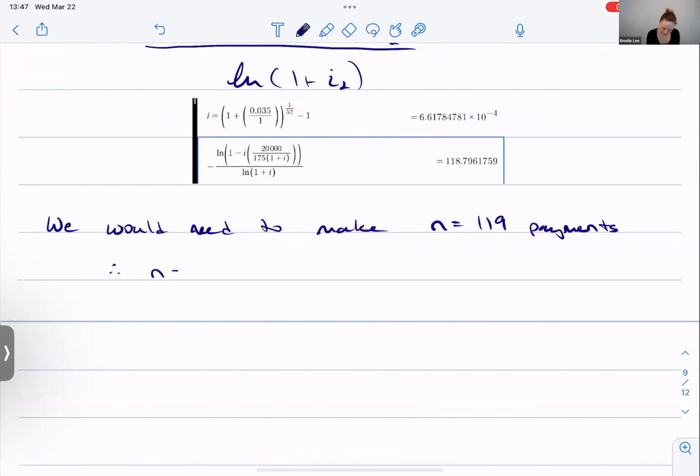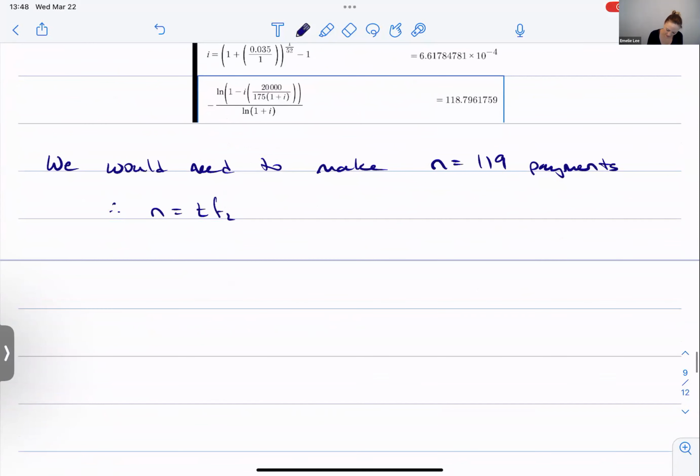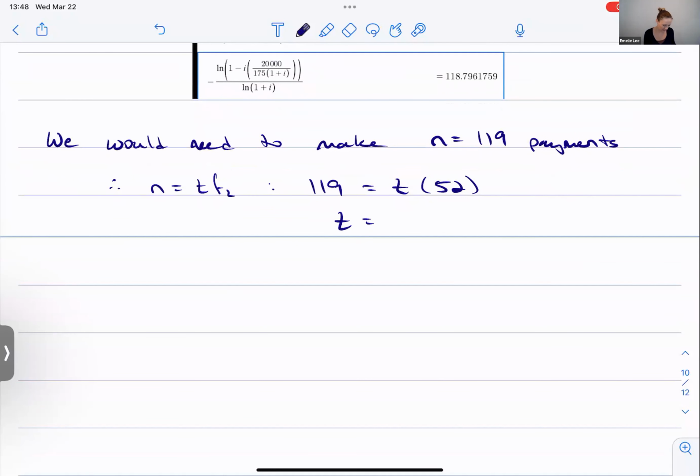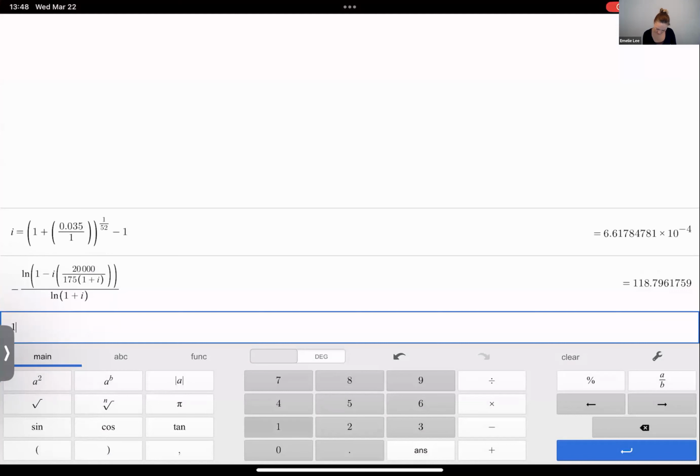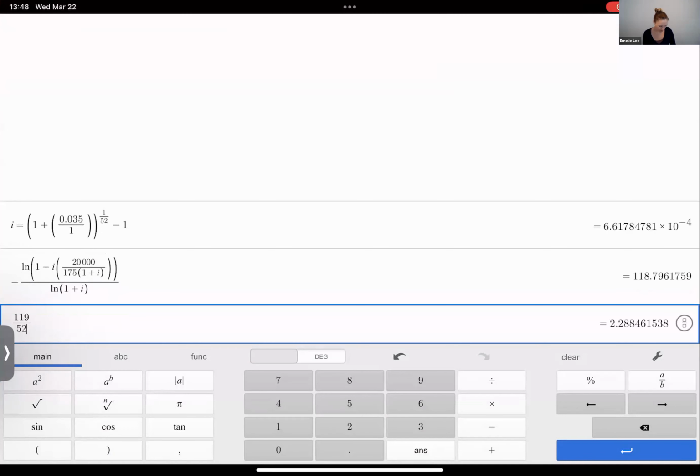So n is time times the payment frequency, which means that 119 is time times weekly, which is 52. So time can be a fraction, right? Time is going to be 119 divided by 52, which is 2.29 years. So 119 divided by 52, 2.288461538 years.